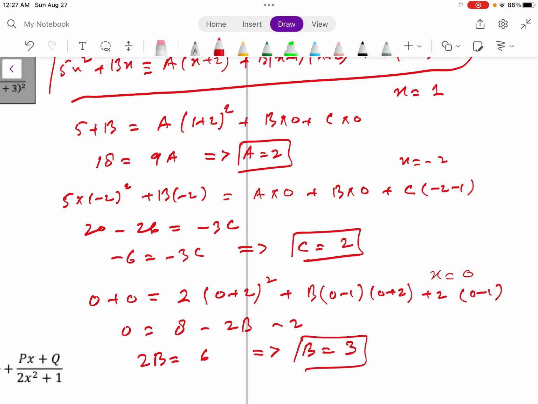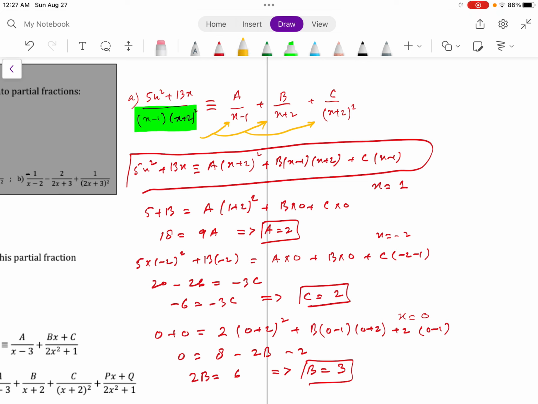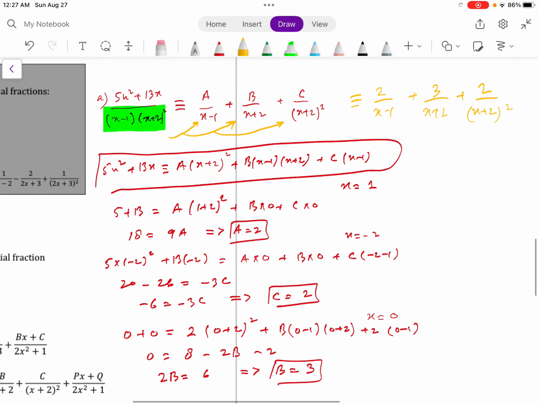So when we get all these values, we can write our partial fraction as 2 over x minus 1 plus 3 over x plus 2 plus 2 over x plus 2 whole squared. So the rational function here is identical to the sum of partial fractions.